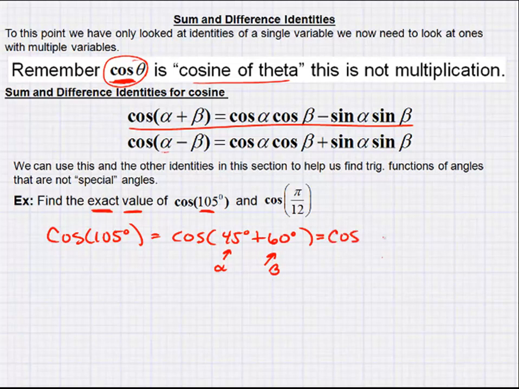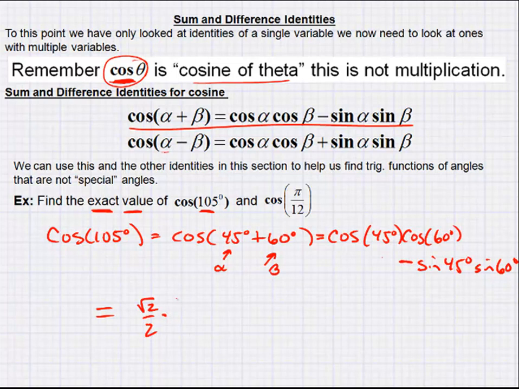So I take the cosine of 45 degrees times the cosine of 60 degrees, plus or minus the sine of 45 degrees times the sine of 60 degrees. So if I bring it over here, cosine of 45 degrees is square root of 2 over 2. Cosine of 60 degrees is a half. Minus the sine of 45 degrees, which is square root of 2 over 2. The sine of 60 degrees is square root of 3 over 2.